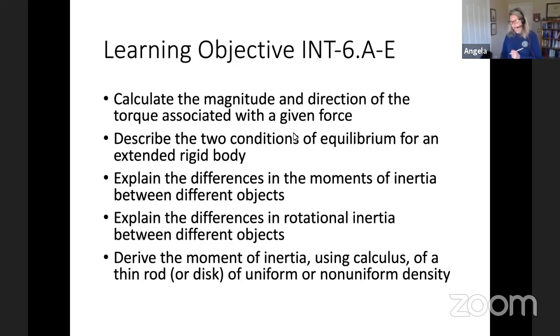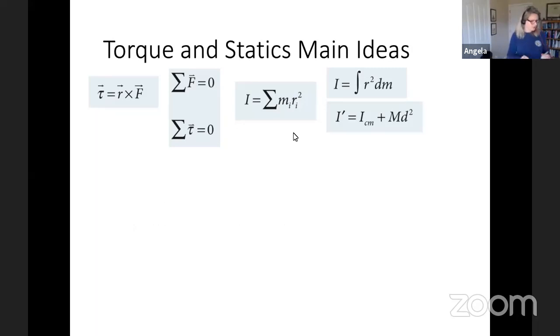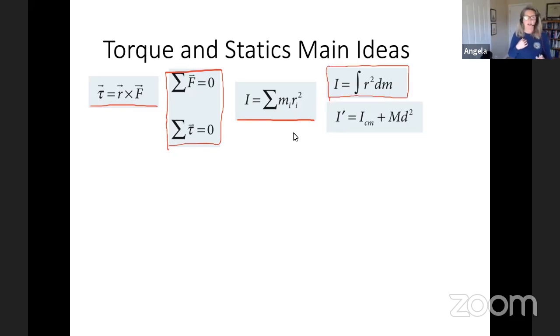So we're going to go over 5 learning objectives today. Here are the main ideas. This is the definition of torque. Okay, so it's a vector. You're taking a cross product of 2 vectors. And remember, R starts at the axis of rotation and it goes to the point of application of the force. These are the conditions for rotational equilibrium. This is how you find the rotational inertia of a system of point masses. This is if you have a continuous distribution of mass. You would have to integrate. And then this is the parallel axis theorem. That's if you have an object that's not rotating about its center of mass.